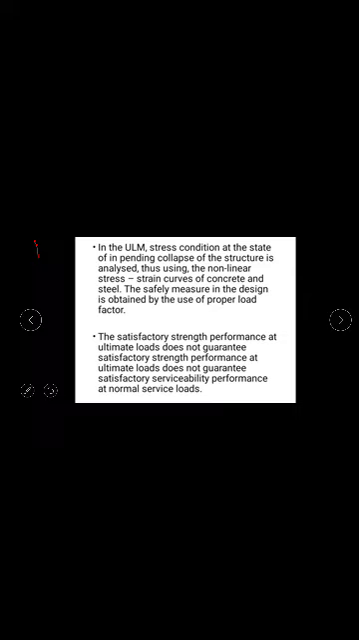Whitney's theory has been the most popular due to its simplicity. So there are Whitney stress blocks which are considered. Whitney's theory is the most important theory because it talks about the stress block parameters by considering the actual behavior of the concrete. So this is about the ultimate load method.